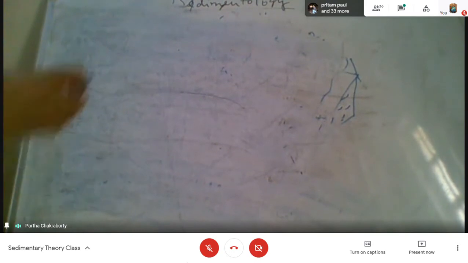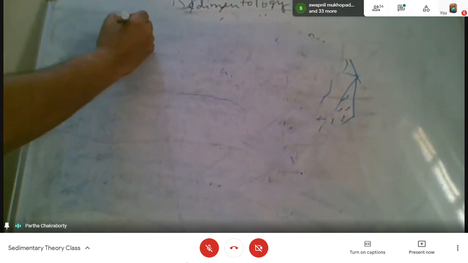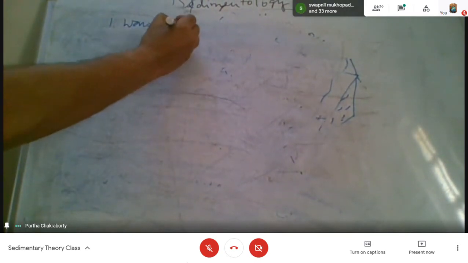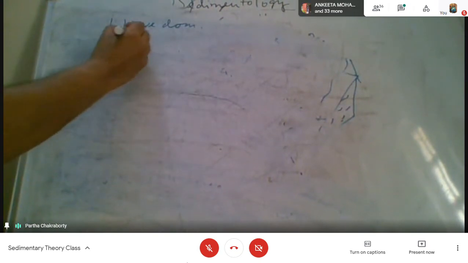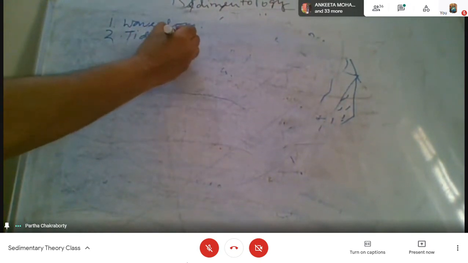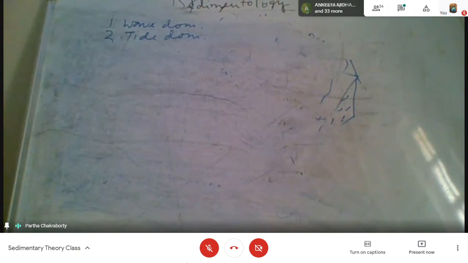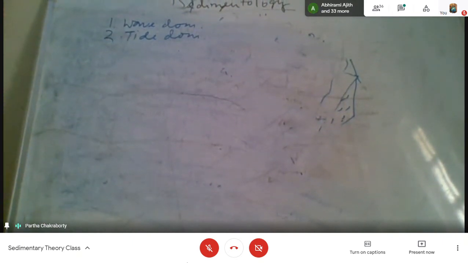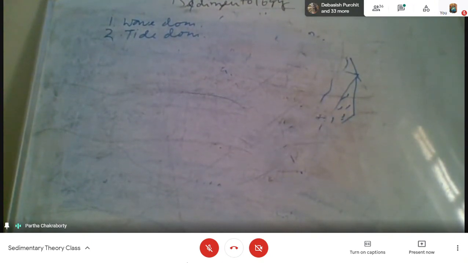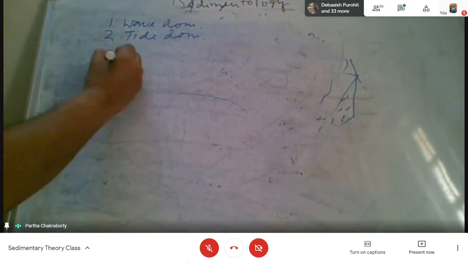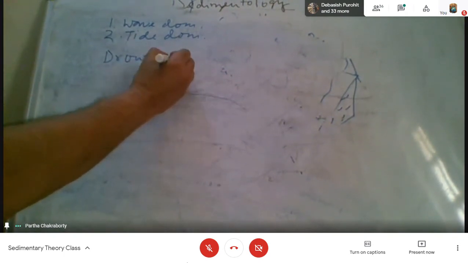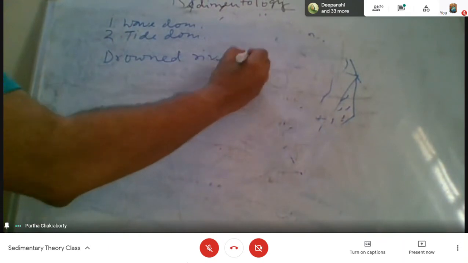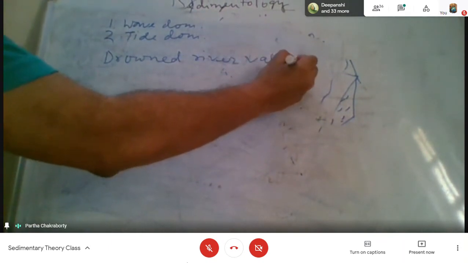We discussed there are two major types of estuary: wave dominated and tide dominated. An estuary is a product of transgressive coastline. So a delta can change over to an estuary. So what is an estuary actually by definition? Estuary by definition is a drowned river valley. Drowned river valley. That is what is called estuary.